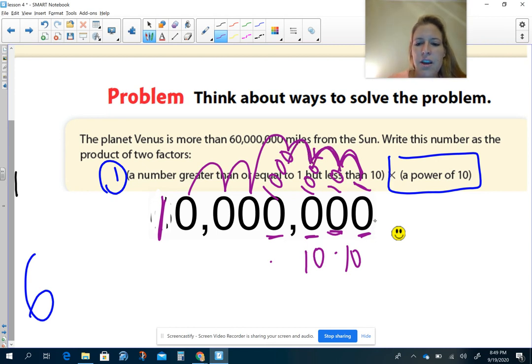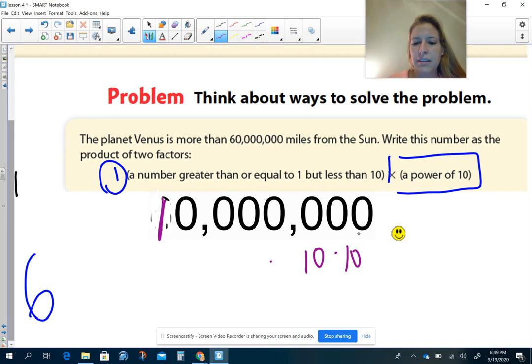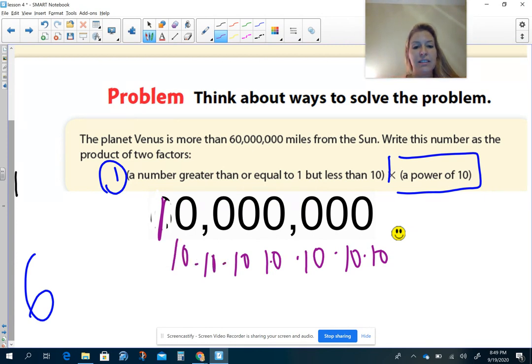Okay, so if we look at how many times we have these 10s, oh, I got to get to that 1 too, right? Let's see. So here's a 10, here's a 10, here's a 10. So that gives me 3 10s, right? And then 4, 5, 6, 7. Well, we have 7 10s involved in this number. Can you write that with a base and an exponent for me? Pause the video and do that on your sheet, please.